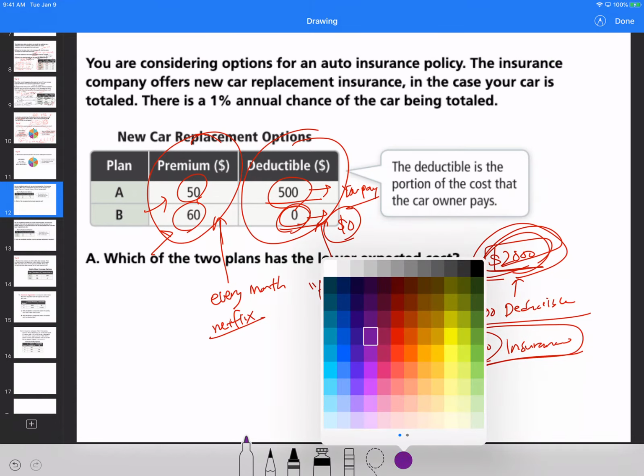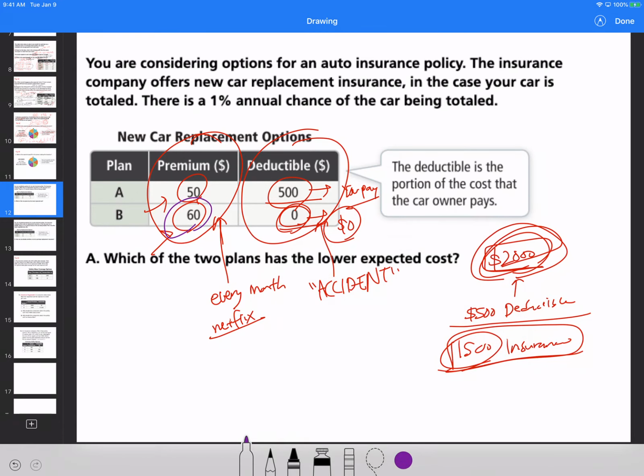There are pros and cons to it, right? Every month you're paying $10 more, which comes out to be $120 every year. It does cost you extra for this better benefit. The other plan costs you less, but once you do get into an accident, you have to pay the $500 deductible.